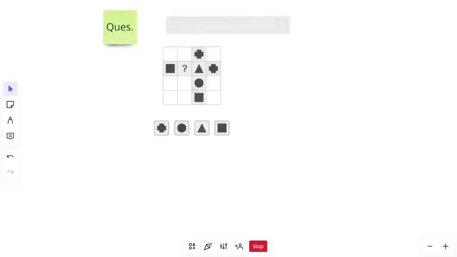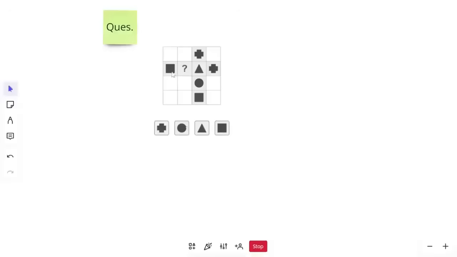Let's try to solve this question. In this question, we have to tell which symbol out of the given options will come in place of the question mark. The options are plus, circle, triangle, and square. Before solving, I would suggest that you pause the video for a moment, try to think of the answer on your own, and then watch the solution.